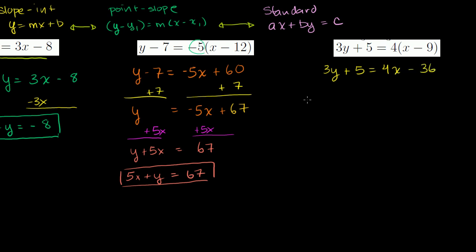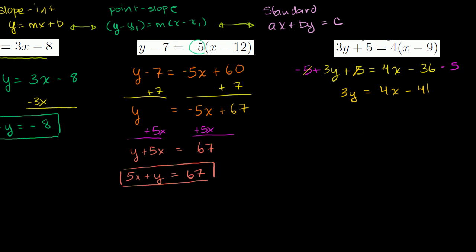Do exactly what we did in the last. And I'm using different notation on purpose to expose you to different things. So instead of doing it this way, I'm going to subtract 5 from both sides, but I'm going to do it on the same line. So I'm going to subtract 5 from both sides. And so the left-hand side of this equation becomes 3y, because these two guys cancel out. And that is equal to 4x. And then what is minus 36 minus 5? That's minus 41.